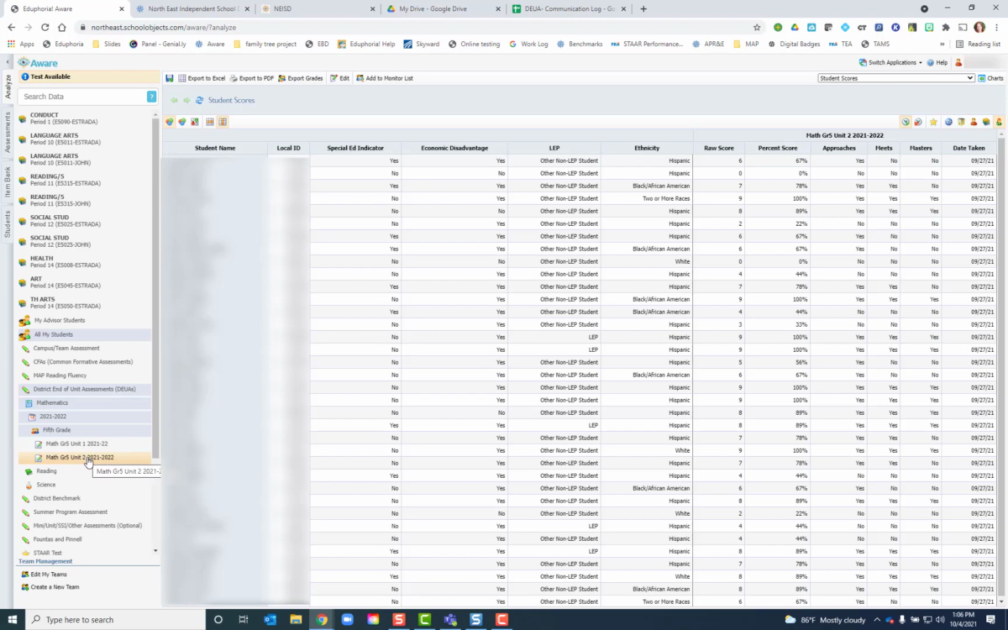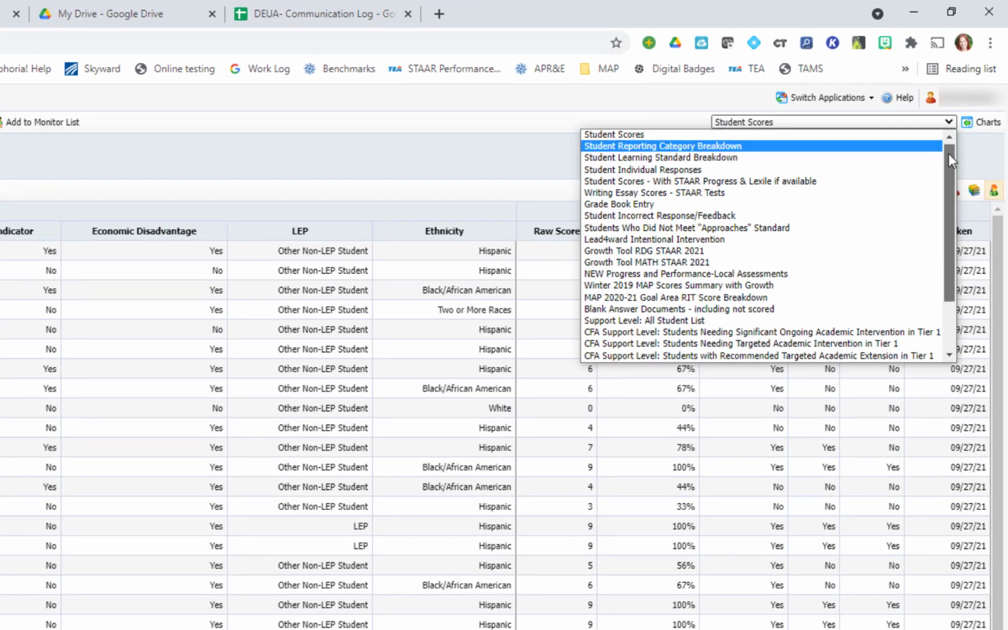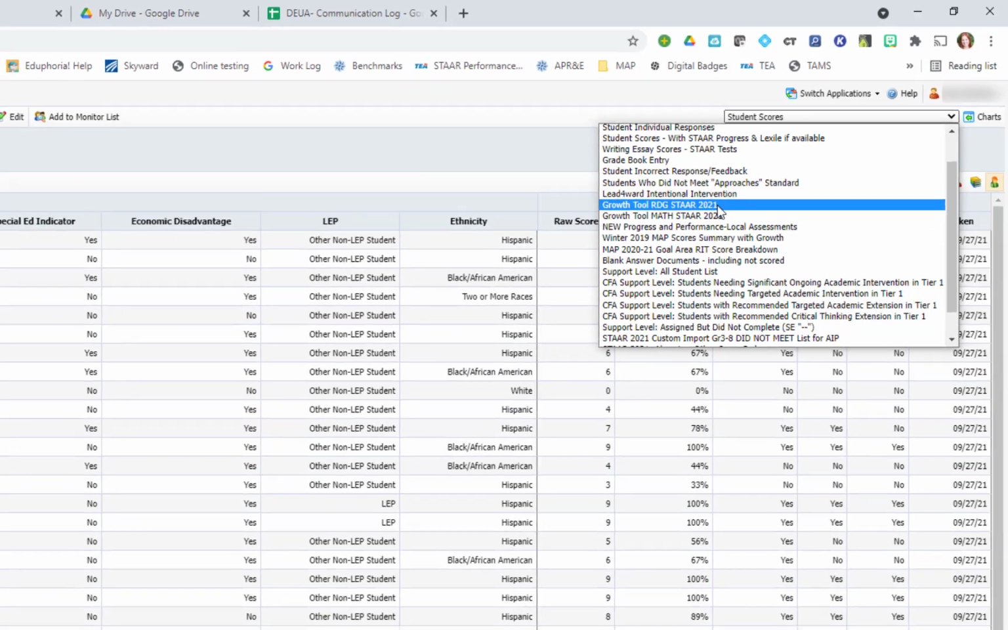Once I've opened up my assessment, I'm going to come up to the Quick Views drop-down menu, and I am going to be looking for one of these two growth tools. Since I've opened up a math end of unit assessment, I'm going to use the growth tool Math STAAR 2021, or if I was using a reading end of unit assessment, I would do the growth tool Reading STAAR 2021.